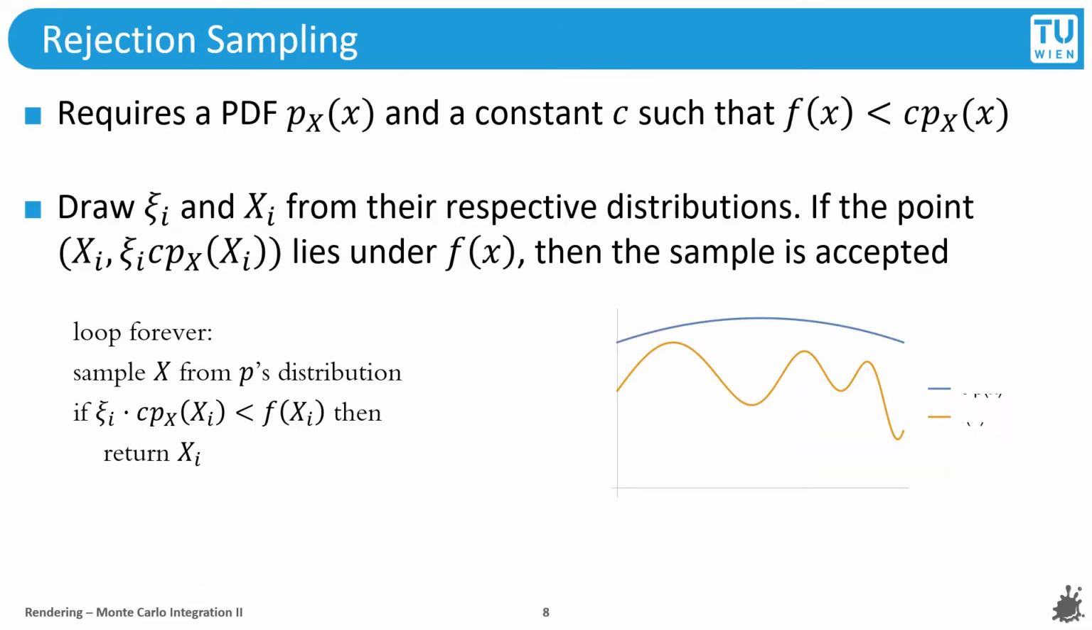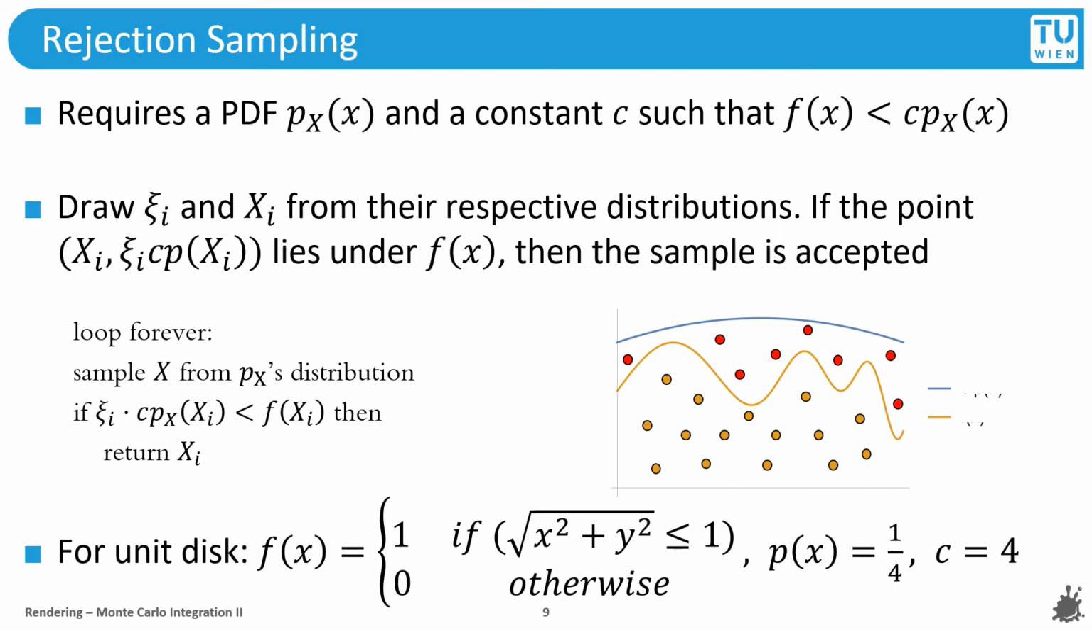If we want to distribute samples according to a function f of x, but don't know how to do it exactly, we can apply rejection sampling if we know a function that works as a PDF p of x, such that p of x times a constant c completely encloses f of x. For distributing samples according to f of x, we can then draw one sample from a canonic random variable and one sample xi from the distribution p of x. If the canonic random sample multiplied by c times p of xi is smaller than f of xi, we accept the sample. Otherwise we reject it because it does not lie under the curve of our function f of x. The rejected sample then simply doesn't count towards n for the Monte Carlo integral.